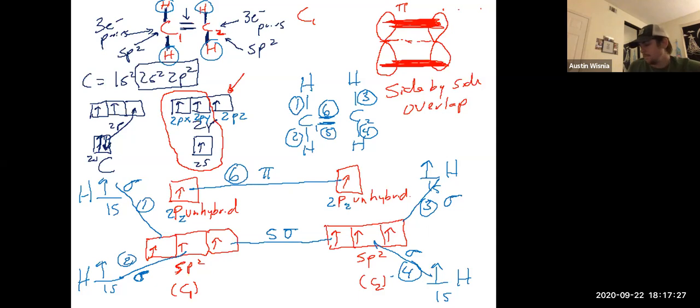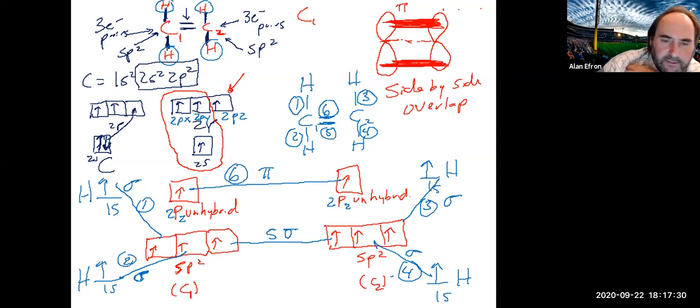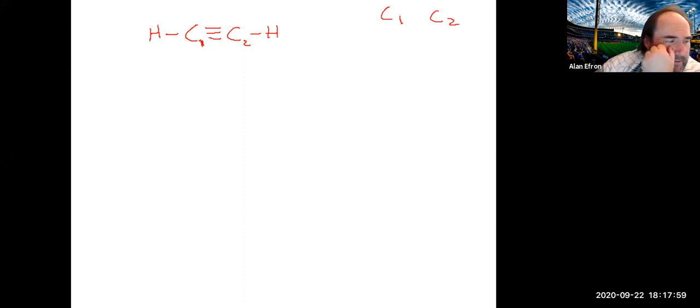Other questions? Okay, so let's take a look at what happens on that. If we take a look at a triple bond, again, we have these 2 carbons here, carbon 1 and carbon 2. Assign the hybridization for each of those carbons, I'll give you a second, and then we'll talk about what happens with it.